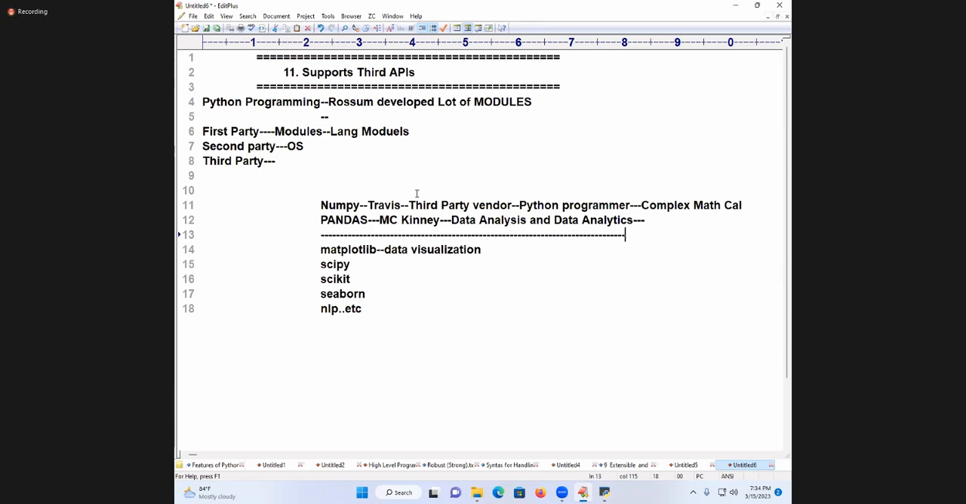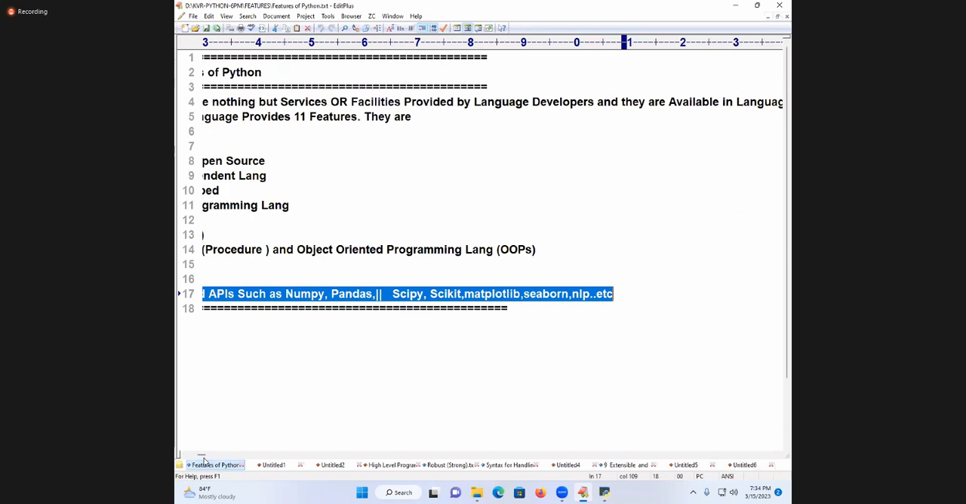Did you understand this explanation? How many features are there? 11 features. Can you tell me one by one? Simple.